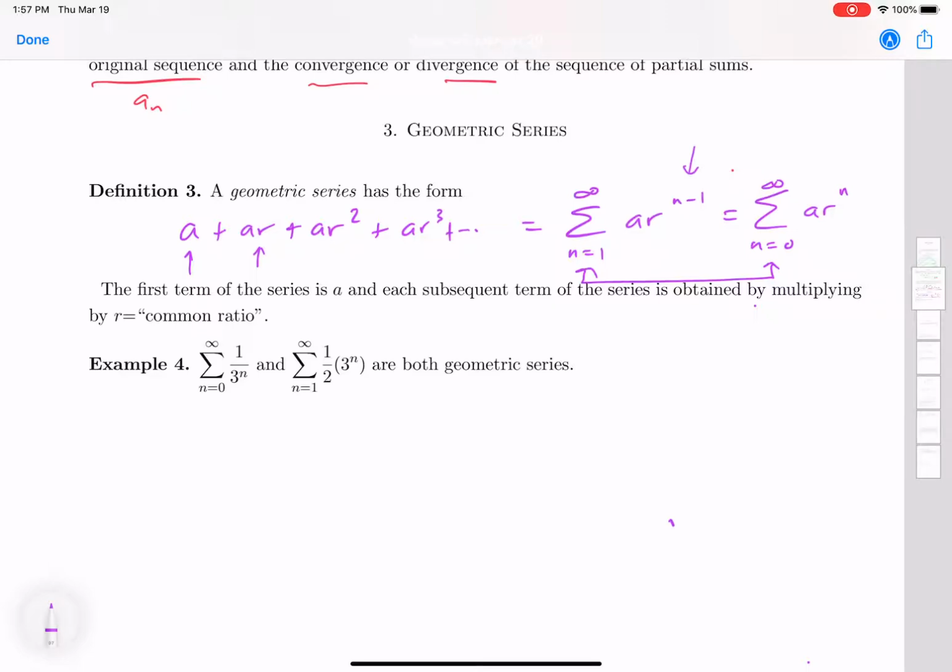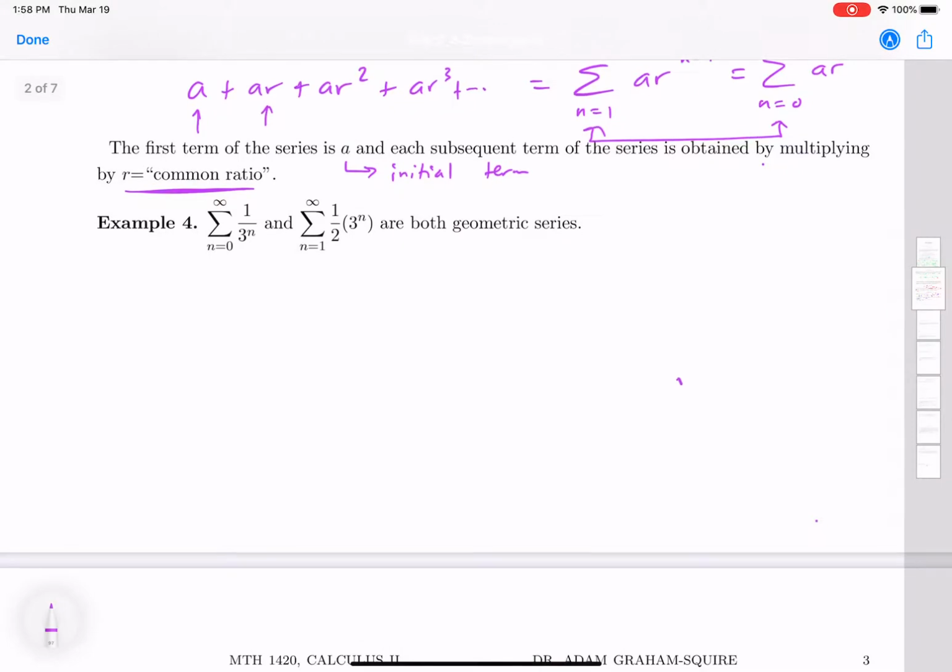This first term in the series we call A. That's our initial term, is often what we call that. And then we're multiplying by R, which we call the common ratio. So example 4 basically just gives us an example of a couple of these, what they look like.